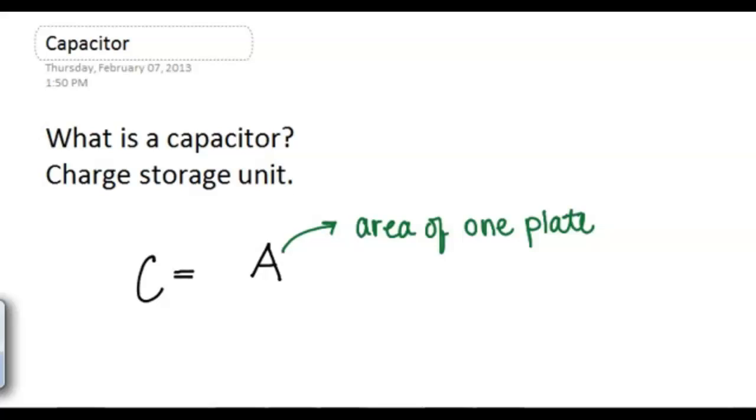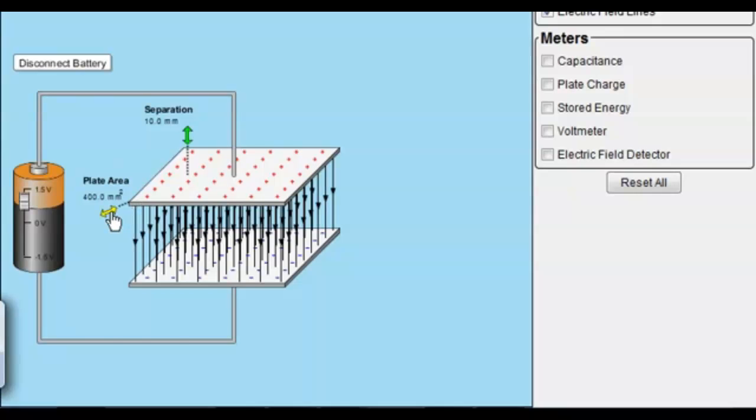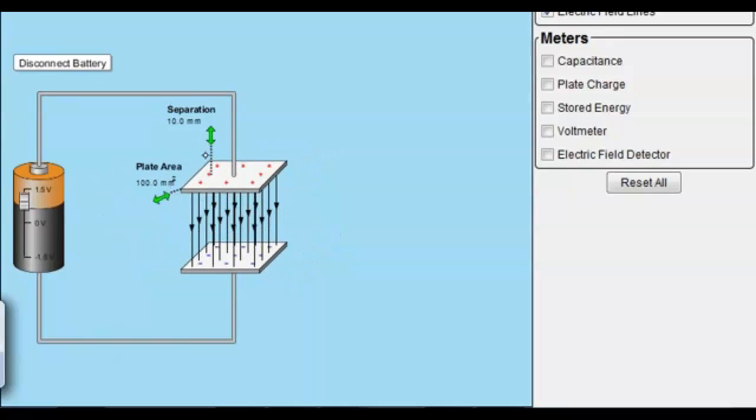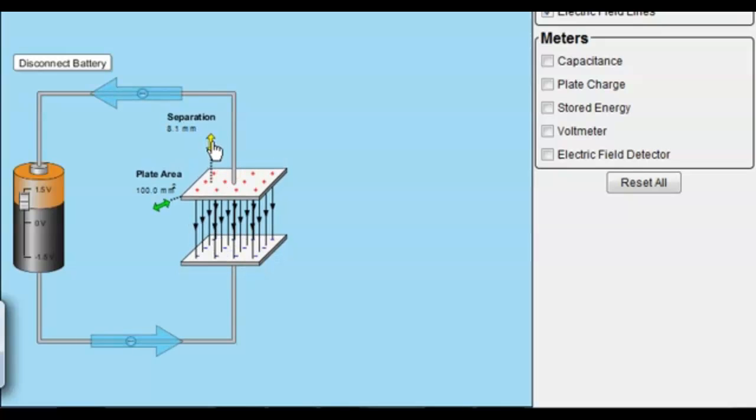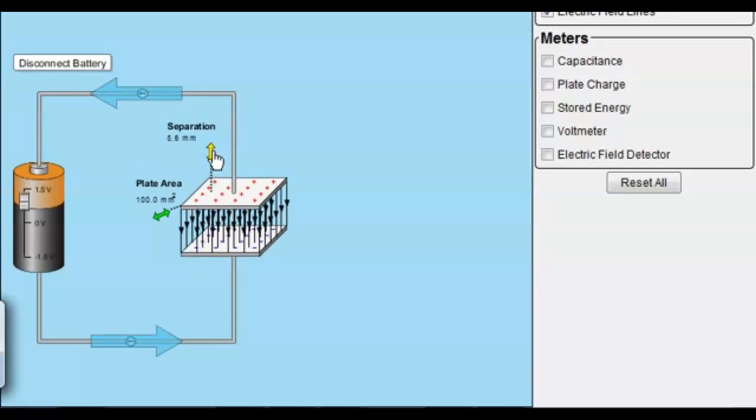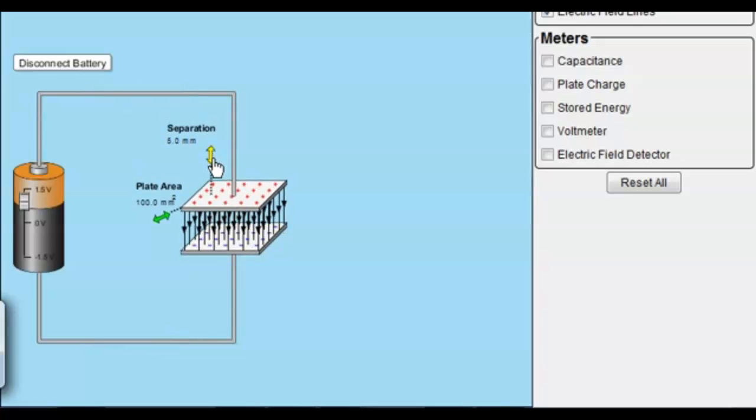Alright, so let's go back, and I'm going to make this area normal again. Now I can change the separation distance. What if I put them closer together? What's happening to our positive charges on there? Increased. So let's think about this.